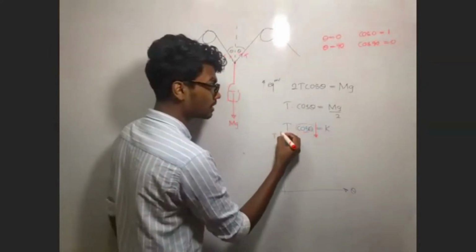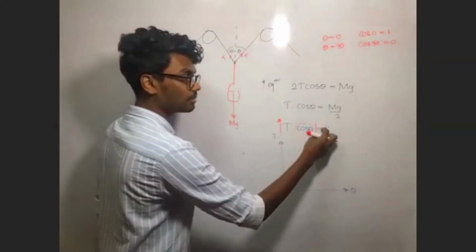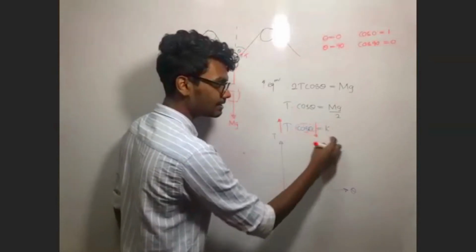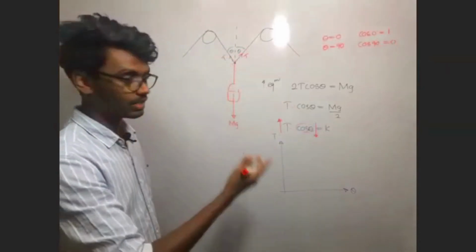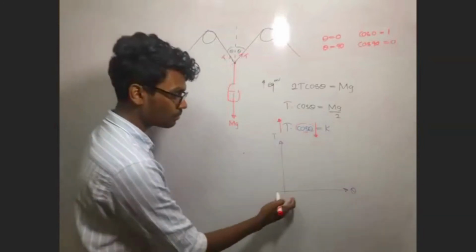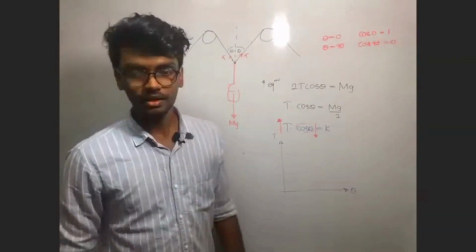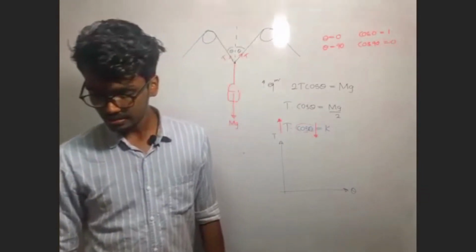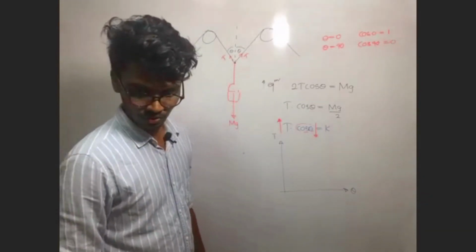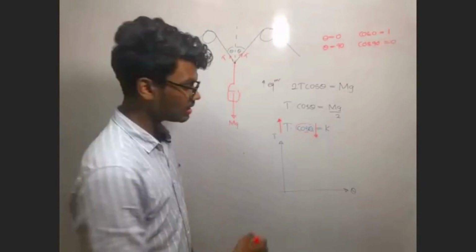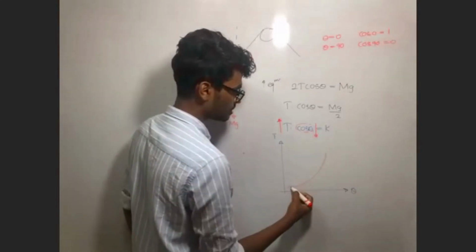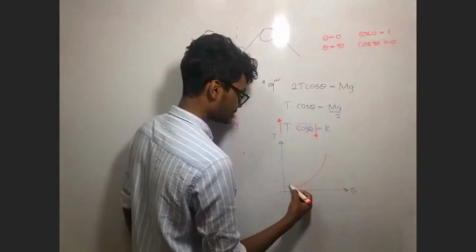It should increase. Why? Because it needs to maintain the constant, right? It needs to be constant. So when theta increases, tension increases as well, right? So there are three curves, this, and once again this, and this.